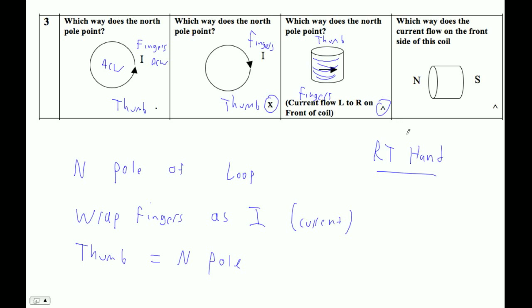That's why it's up. And then let's see, if this is the North Pole, then the current would have to flow up the front of this, right? So my fingers, if I put my thumb this way, so that it's to the left, my fingers are going up the front of this.